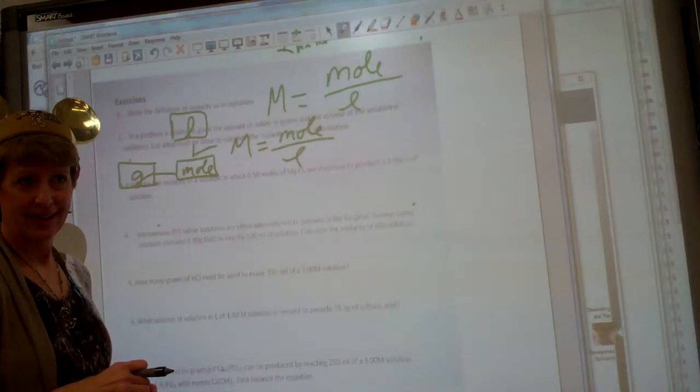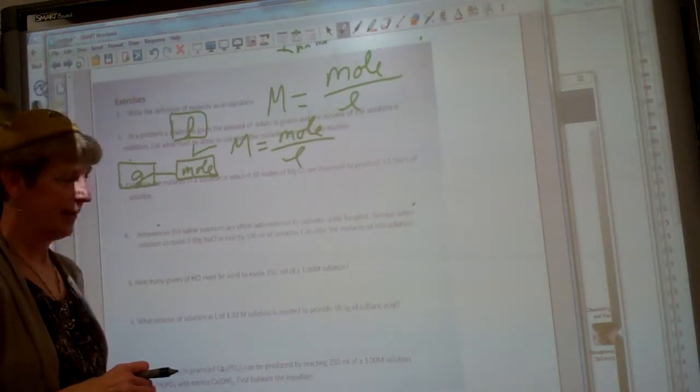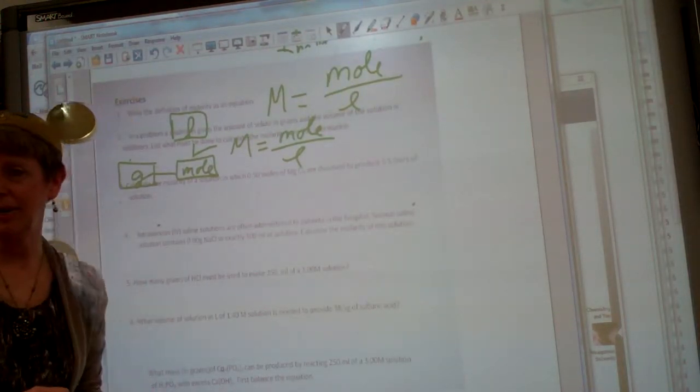Space, moles. Okay? I think Jared wants to help.